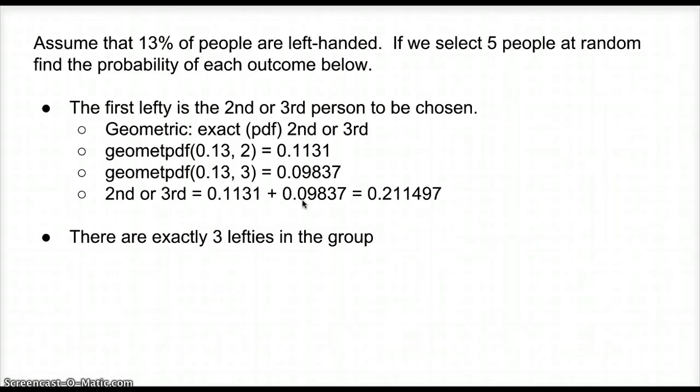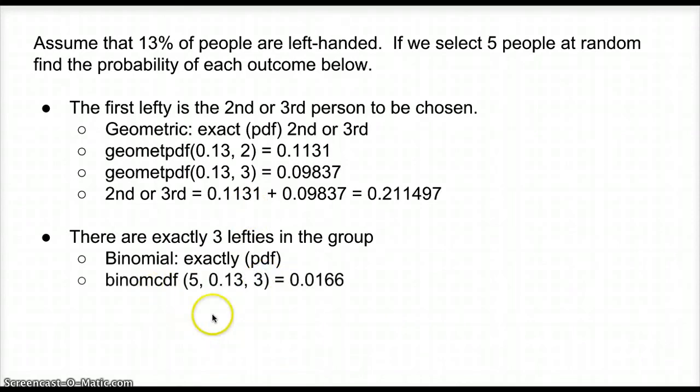All right, the next problem we have is there is exactly 3 lefties in the group. So take a minute, see if you can figure out if it's binomial or geometric. It is binomial because it's exactly, and since it's exactly, we're going to do PDF. The binomial is going to be 5, 13%, and we're choosing 3, which gives us a 0.0166.